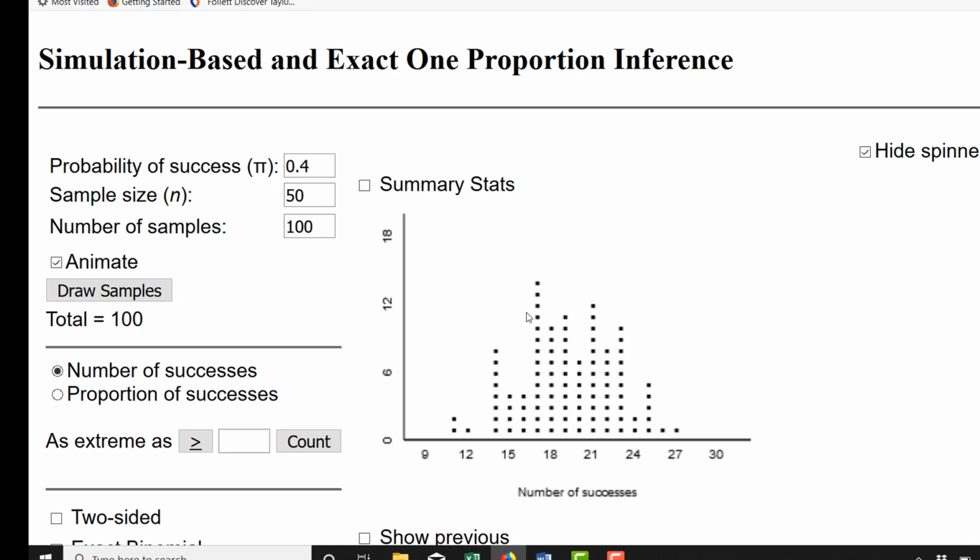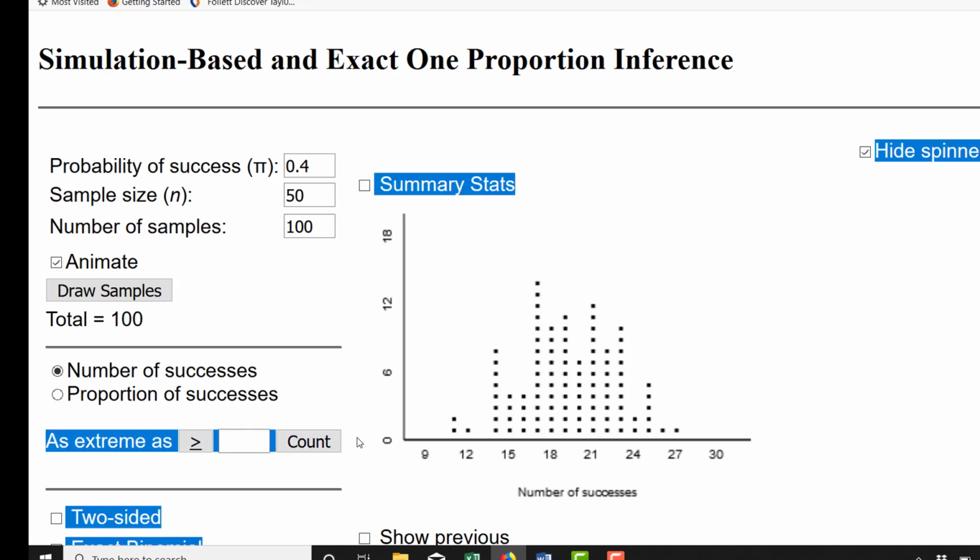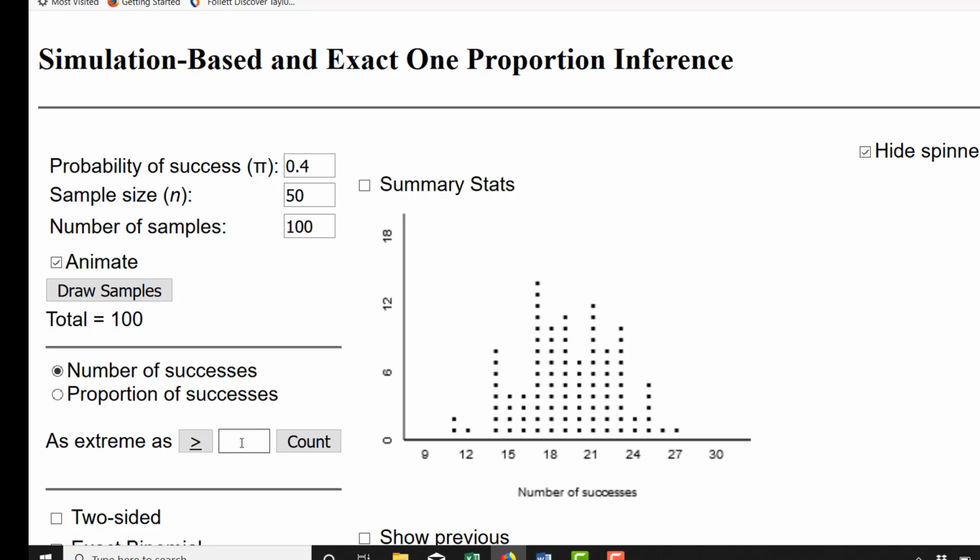Remember, we want the computer to come here and locate 15, which was our observed statistic. Our observed statistic was 15 out of 50. So we want it to locate that and count the samples that are like that and lower. And to do that, you're going to use this area here, the as extreme as count area. So the first thing you want to do is come here into the little box and put in your observed sample statistic.